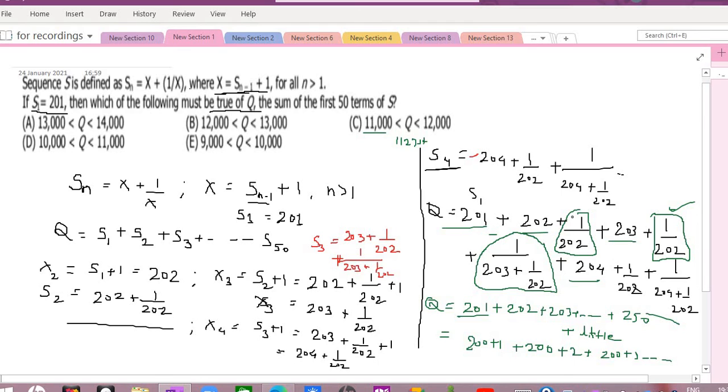Definitely the sum of these little numbers is not going over whatever this remaining number is, 12,000 minus 11,275. So whatever this difference is, the sum of the little numbers is not going to be equal to that difference. So we can definitely say that your answer is going to be C here. I hope this helped. Thank you.